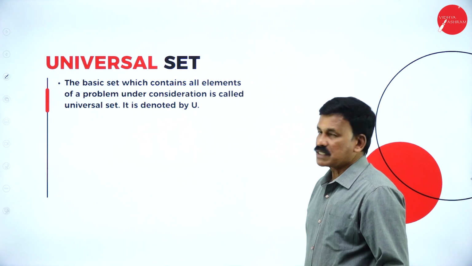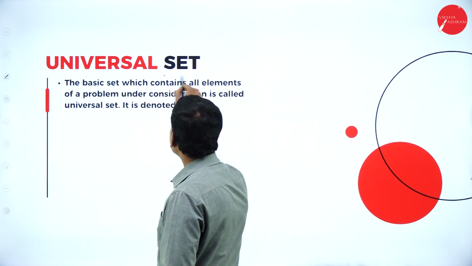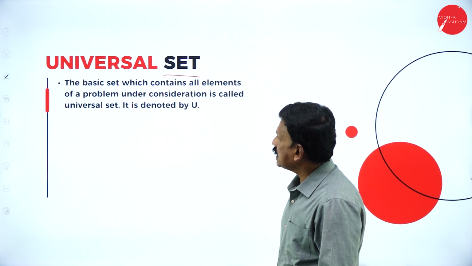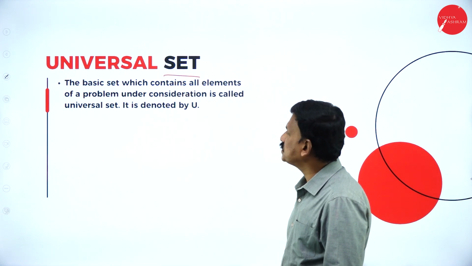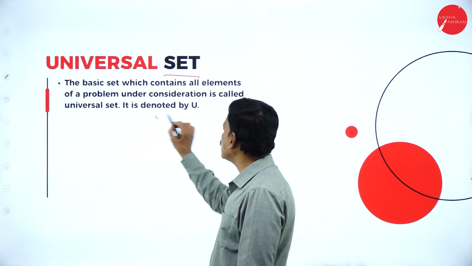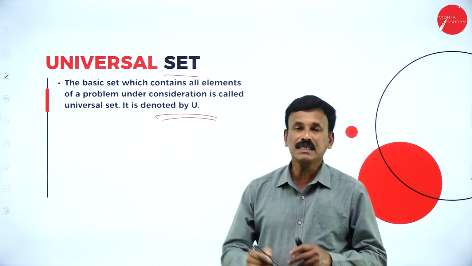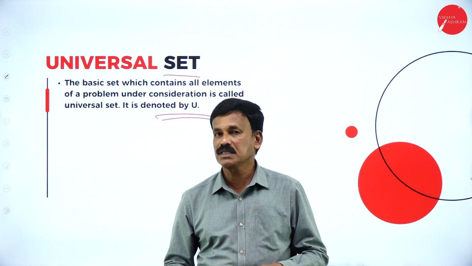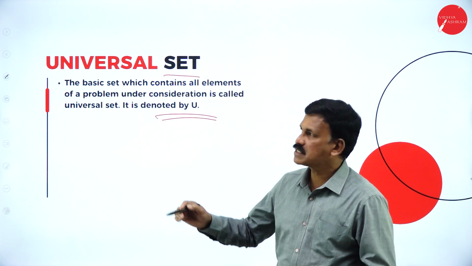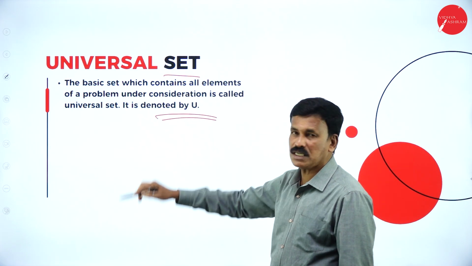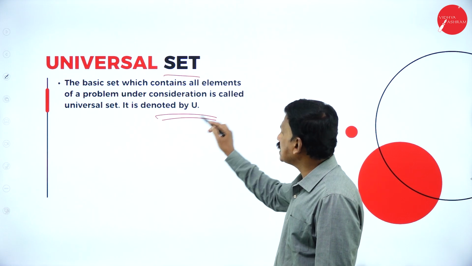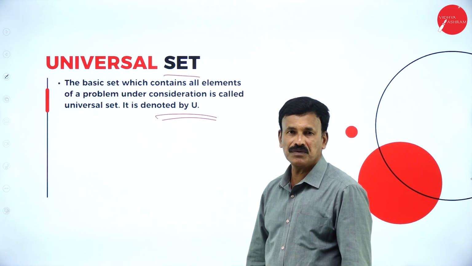Now, universal set. Next one is the universal set. The basic set which contains all the elements of a problem under consideration is called a universal set and it is denoted as U. The set which contains all the elements which are under consideration is called a universal set.